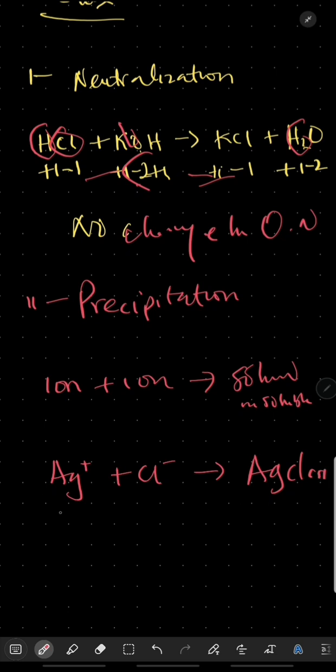Now look at it. Here, the oxidation number of silver is the valency, that is +1. Of chlorine, the valency is -1. In this compound too, silver is still +1. In this compound, chlorine is still -1. So you can see the oxidation number is still the same. So no net equation, or let's say no net electron change. It simply means that the electron is the same. So it is not a redox reaction.